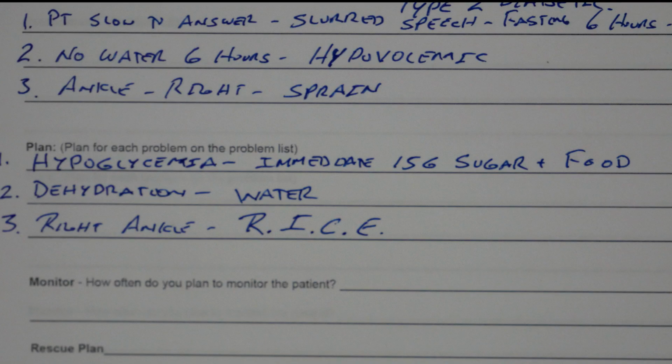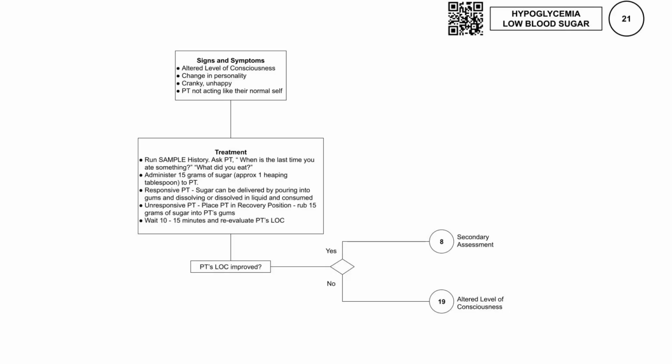And if you only treat the sprained ankle and do not treat this type 2 diabetic for dehydration and low blood sugar, the patient will lose consciousness and die. We'll use the workflow diagrams found in the book to treat the patient. We'll go to page 21, hypoglycemia, where we'll provide the patient with 15 grams of sugar and follow up with feeding the patient high carbohydrate foods.